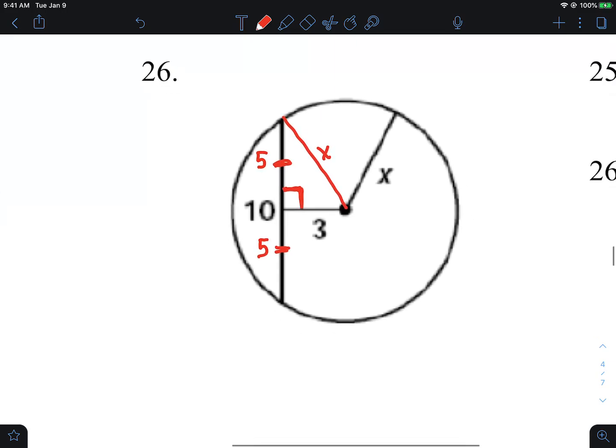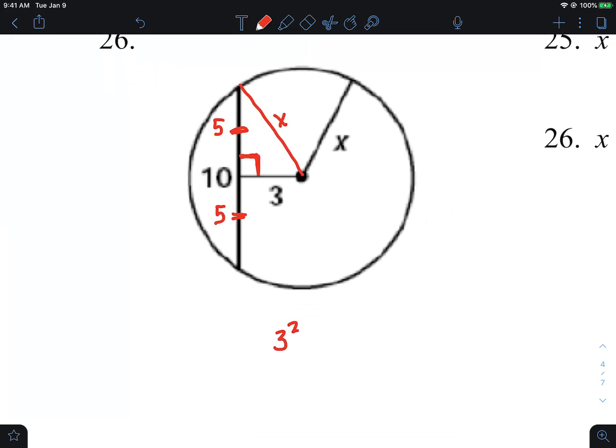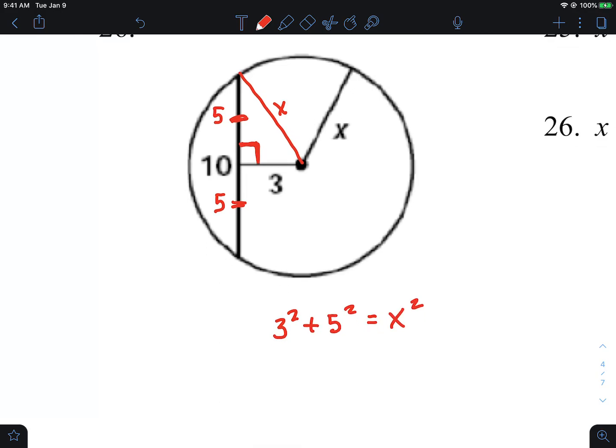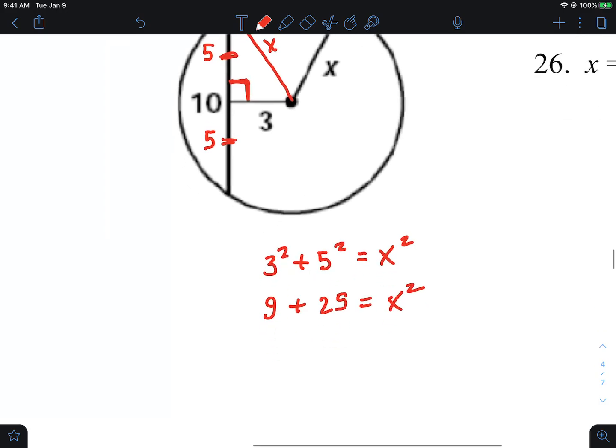And if you redraw it like that, then you can say, all right, I have 3 squared plus 5 squared equals x squared. And then you use the Pythagorean theorem, solve for x. This one we might need simplest radical form. Let's see here. That would be 34 is x squared, and then we would square root 34.